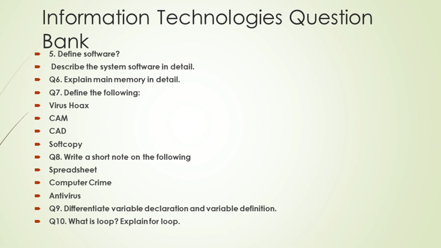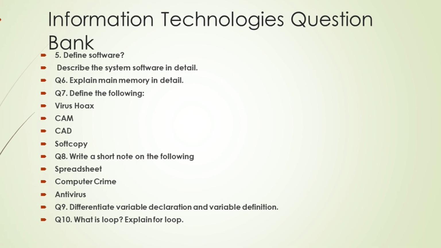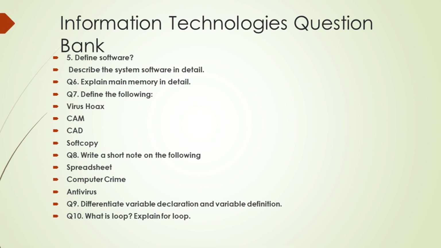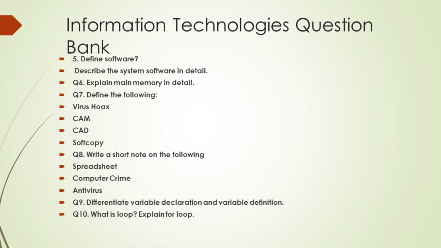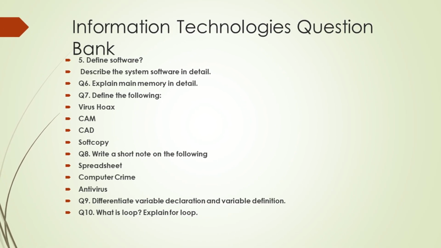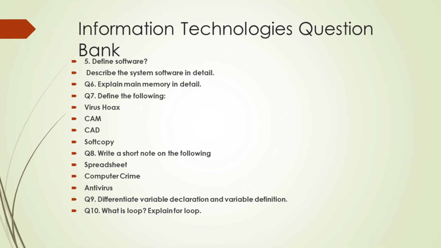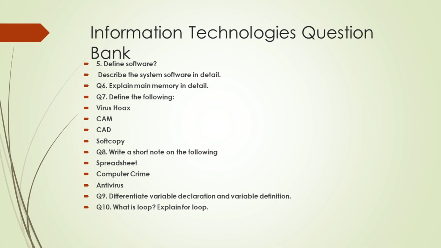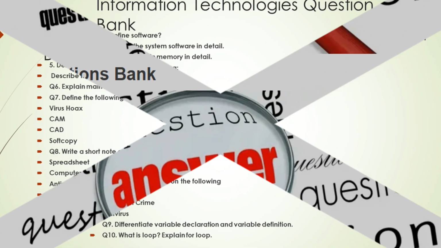Q7. Define the following: virus hoax, CAM, CAD, softcopy. Q8. Write a short note on the following: spreadsheet, computer crime, antivirus. Q9. Differentiate variable declaration and variable definition. Q10. What is loop? Explain for loop.